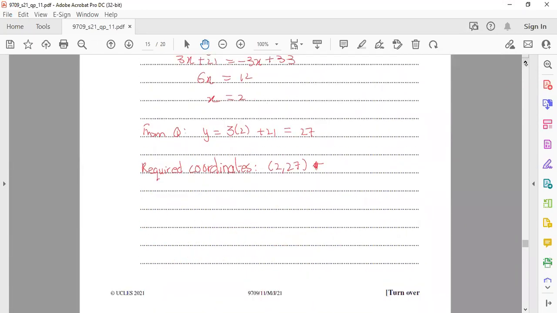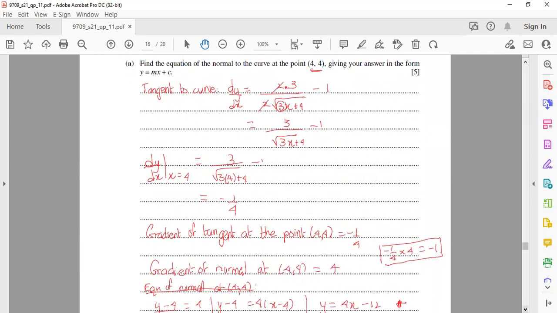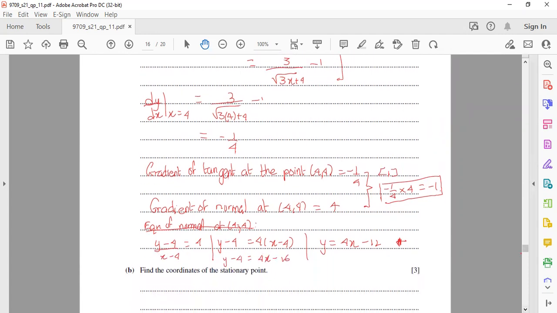So for this question, you score 2 points for correctly differentiating the equation of the curve to get the gradient of the curve. 1 more for correctly finding the gradient of the tangent and the gradient of the normal from that. And 1 more for correctly finding the equation of the normal.